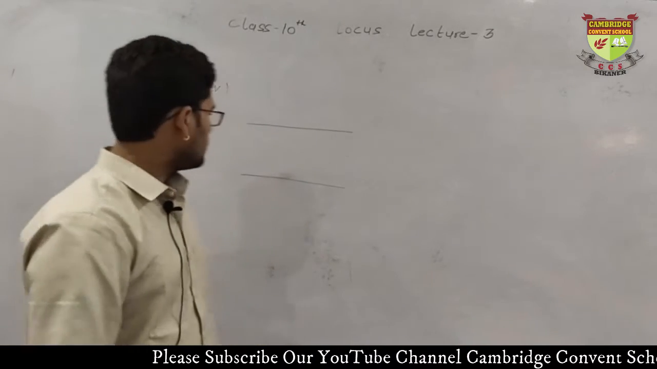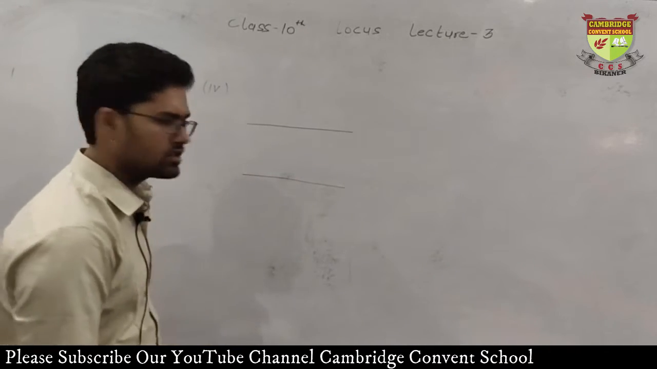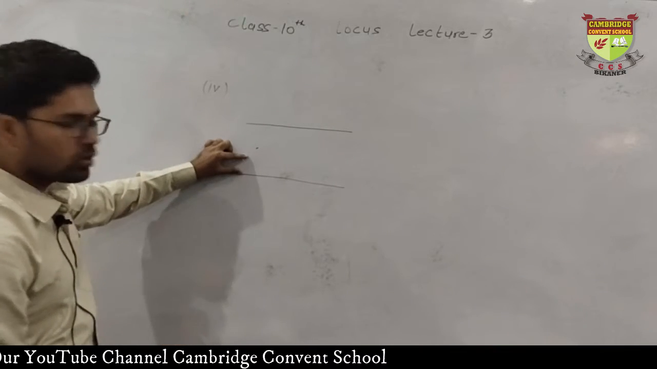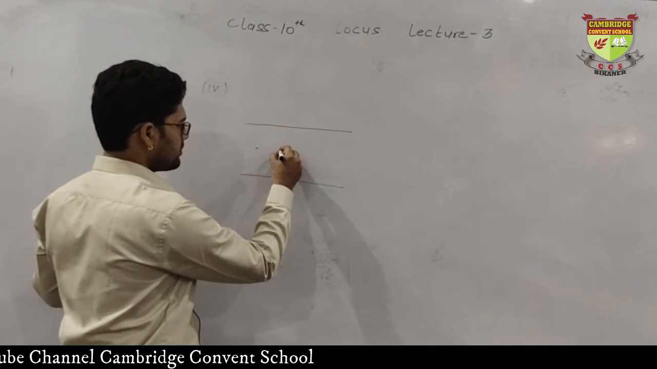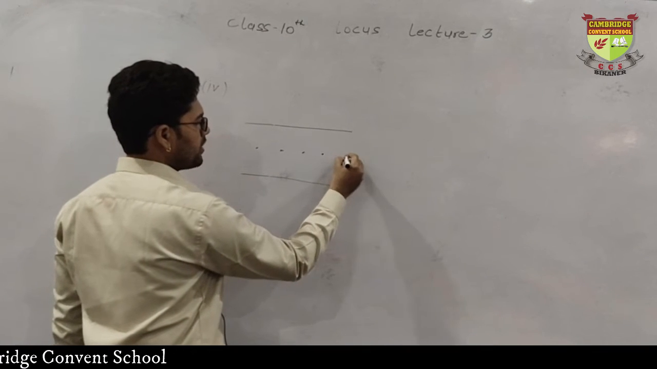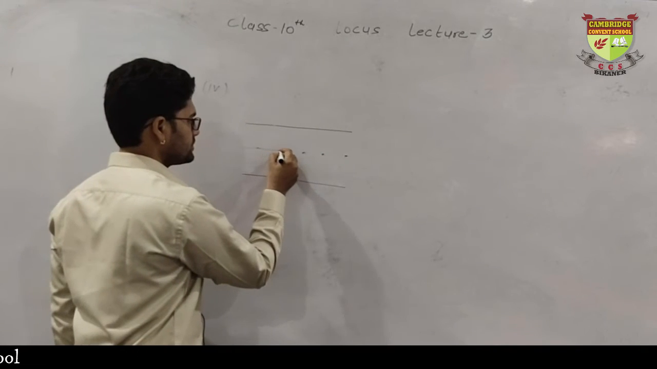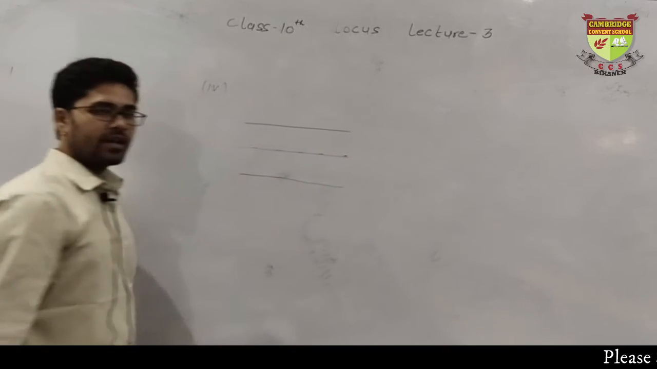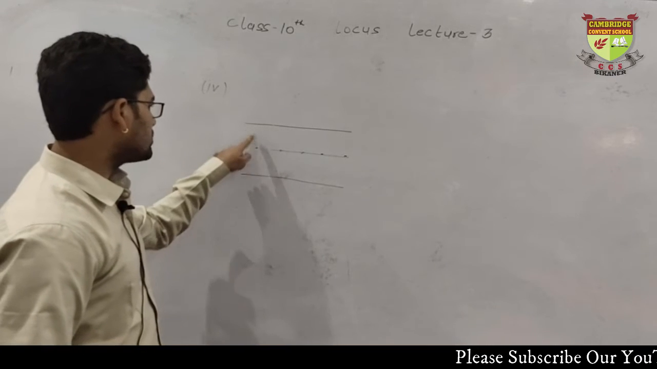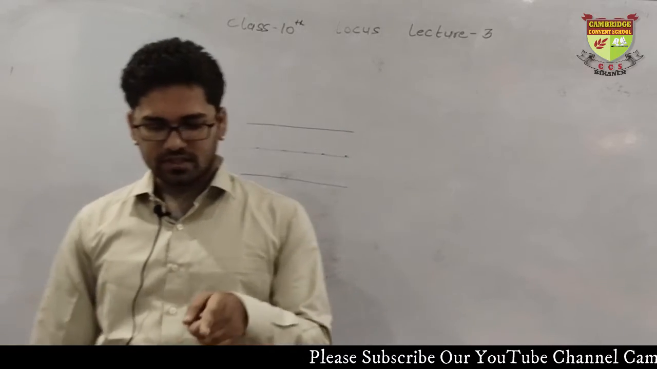Now their locus means we have to put some points which are at equal distance from both the lines. This can be one point equal distance from both the lines, another point equal distance, another point, and so on. If I join all the points, what did I get? I get another third line which is parallel to this and this as well. According to this particular condition, this statement is true.